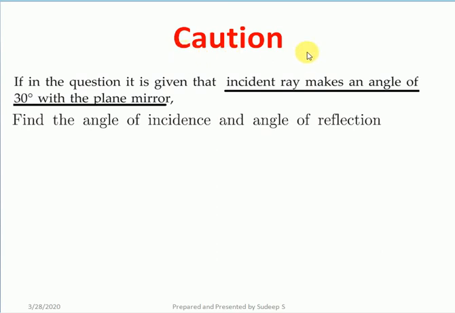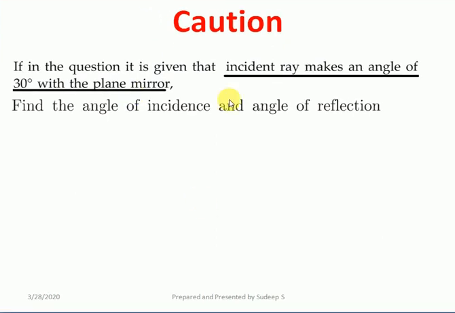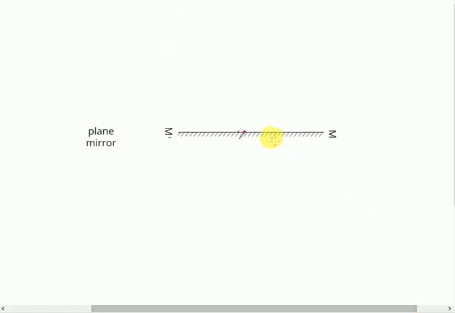In such types of questions, we need to be aware of keywords. The keyword in this question is that the incident ray makes an angle of 30 degrees with the plane mirror, not with the normal. To solve this type of question, again I'm going to take the help of a ray diagram. Here, M and M dash is a plane mirror. The incident ray makes an angle of 30 degrees with the plane mirror. Let me draw the normal as well.